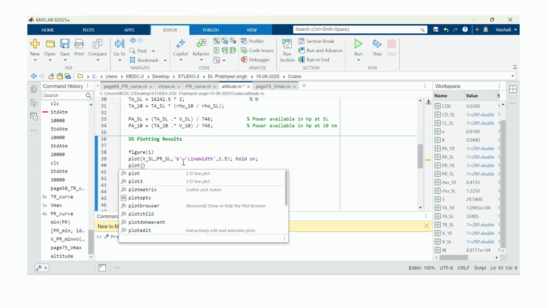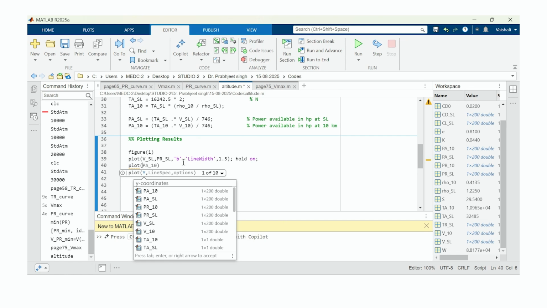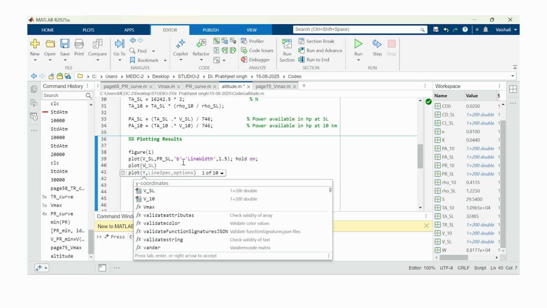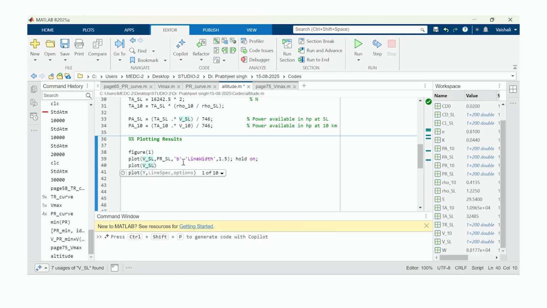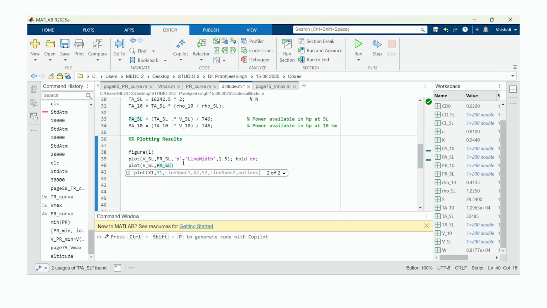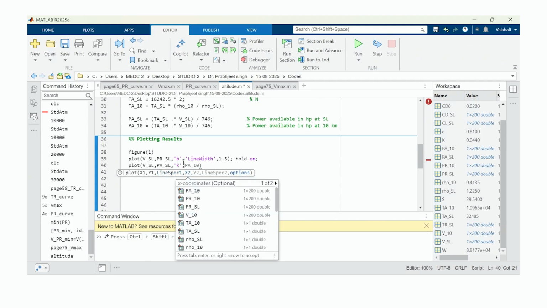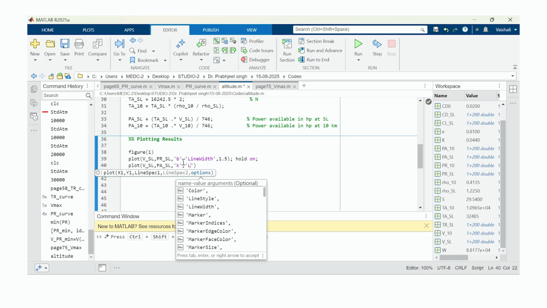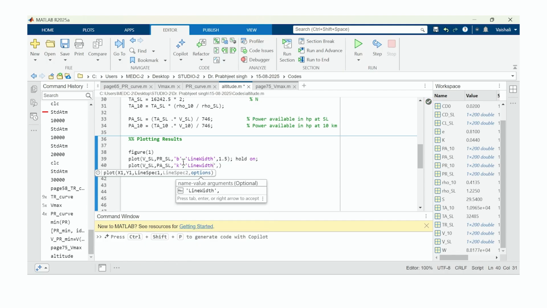Now we can write plot velocity at sea level and power available at sea level. So V_SL, comma, power available at sea level. Now let me denote this also by a black color, that is given by 'k', and the line width let us select to be again the same, that is 1.5.